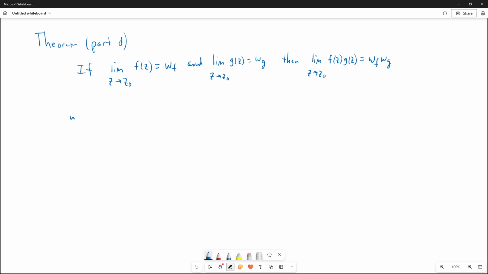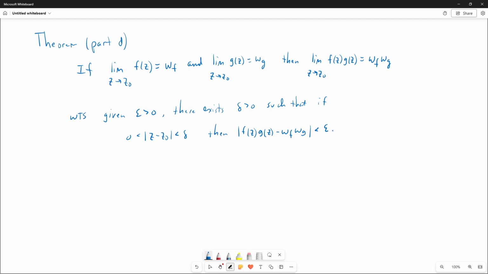So we want to show that given an epsilon greater than 0, there exists a positive number delta such that if z minus z0 is less than delta and positive, then the difference f of z times g of z minus wf times wg is less than epsilon.